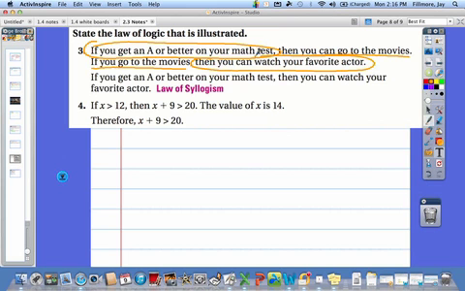Law of syllogism. For number 4, if x is greater than 12, then x plus 9 is greater than 20. Okay, makes sense. The value of x is 14. Conclusion, therefore, x plus 9 is greater than 20. This is the law of detachment, which says if your hypothesis occurs, x is greater than 12, which occurs here, then your conclusion must occur. So x plus 9 must be greater than 20. That is our law of detachment.